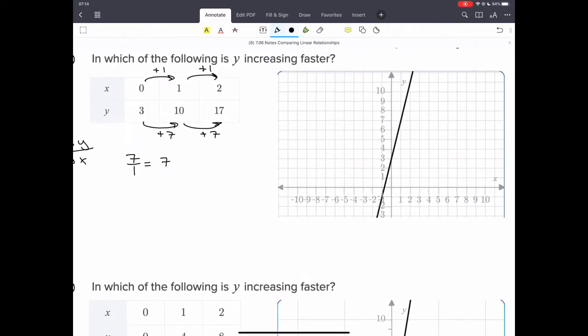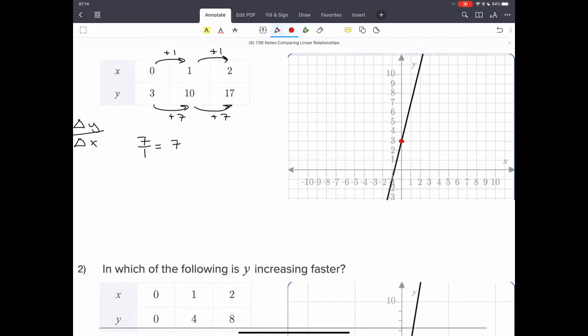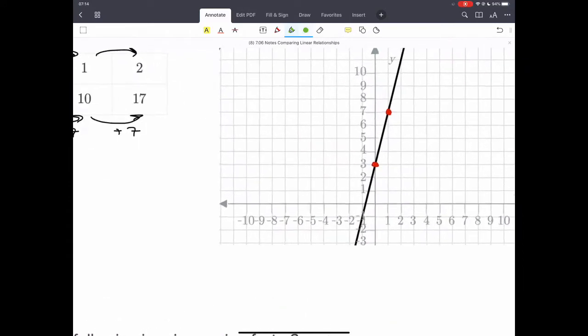For this, I need to pick a point on the line. I'll do it in red, right here where the line goes perfectly through the y-axis. Now I also need a second point on the line, and it looks like right here. The line goes perfectly through those grid lines. So again, let's compare the change in y to the change in x. I'm going to zoom in.